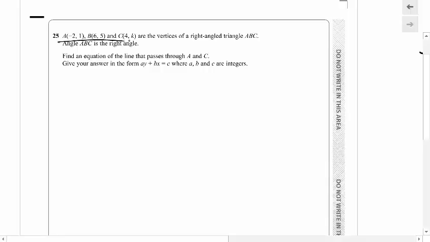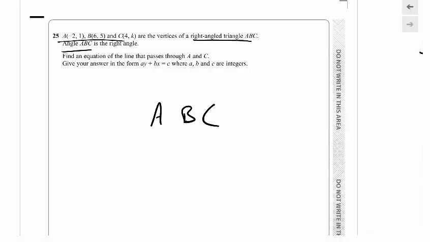We're given 3 points, A, B and C, and we're told that those points represent vertices in a right angle triangle. We're also told that angle ABC is the right angle. So let's just pause. Angle ABC. There's a few ways that you can think about it, but the easiest way, in my view, is just saying, right, the middle letter, that's the angle I'm interested in. So in other words, B, okay, is the right angle. So 6, 5, that's the right angle.